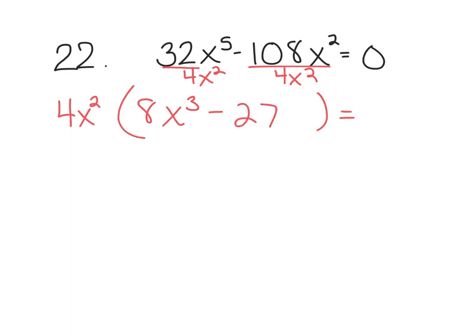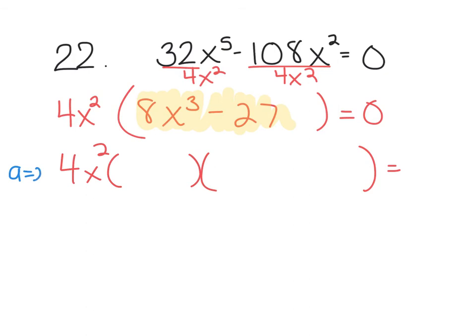From here, I look at the remaining binomial, and there is a 2 cubes pattern here. From this point, I know that the 2 cubes pattern factors into a binomial times a trinomial. So I'm going to identify the values of A and B, off on the side. A would be 2x and B would be 3.